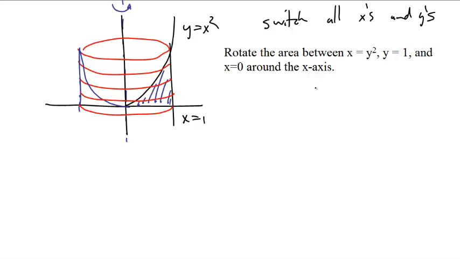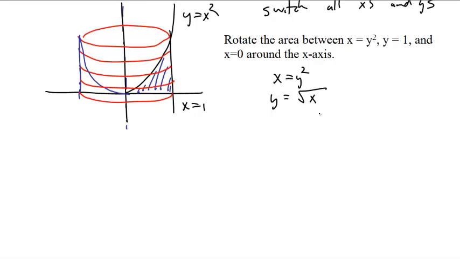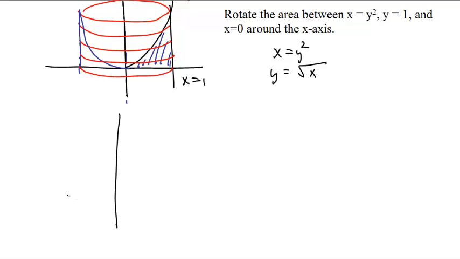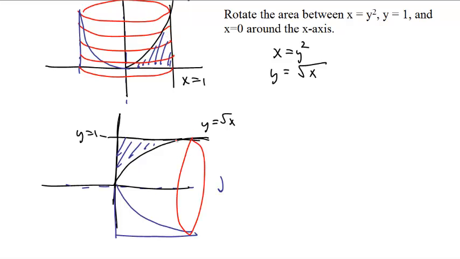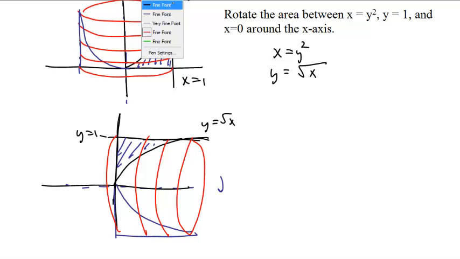So what have we got? X equals y squared is the same thing as y is the square root of x. And so now we are rotating. What have we got? We've got y equals the square root of x, and y equals 1 is this line. Y equals 1. And x equals 0 is the y-axis, so we're rotating this area around the x-axis, and we get something which hopefully you recognize as that exact same object just on its side, and its volume will be the same.